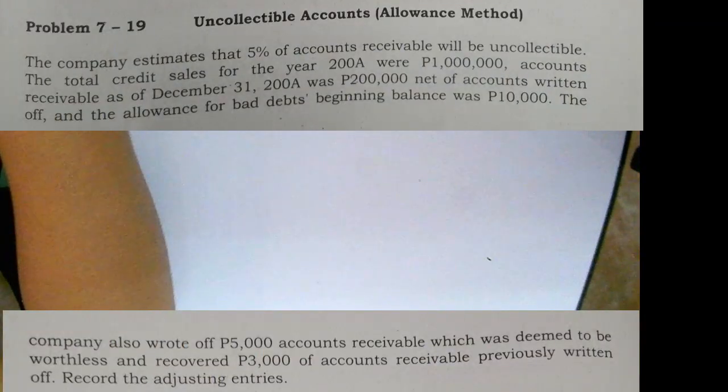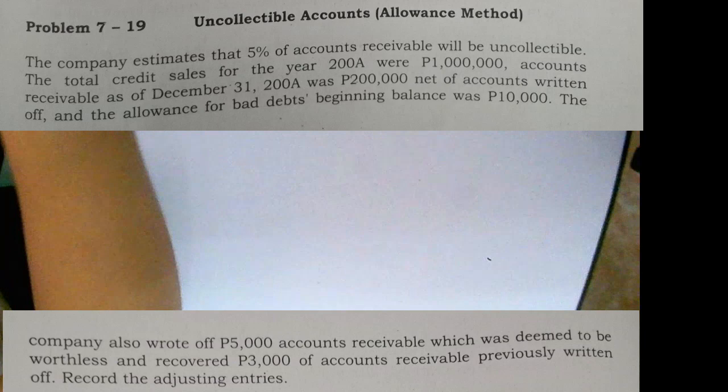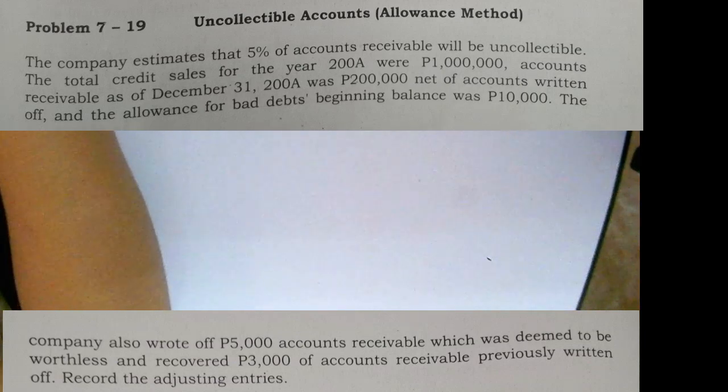Next is 7-19. The company estimates that 5% of accounts receivable will be uncollectible. The total credit sales were 1 million. Accounts receivable as of December 31 was 200,000, net of accounts written off. And the allowance for bad debts beginning balance was 10,000. The company also wrote off, ibig sabihin ng wrote off, tinanggal, kasi worthless na, hindi na makokollect, account receivable which was deemed to be worthless and recovered, ibig sabihin nang na-recovered, nakakollect pa out of those written off na 3,000. Record the adjusting entries.